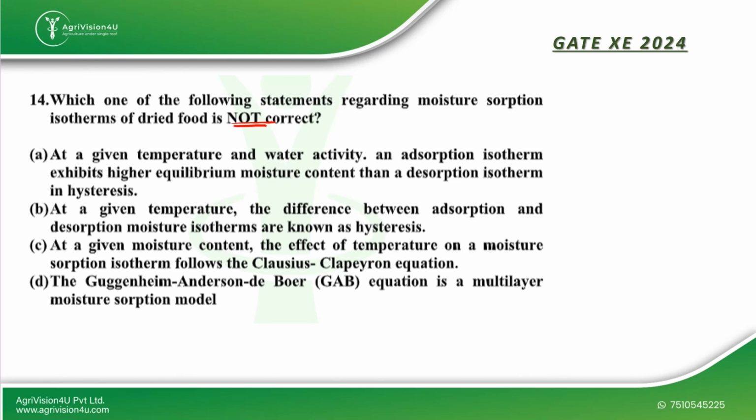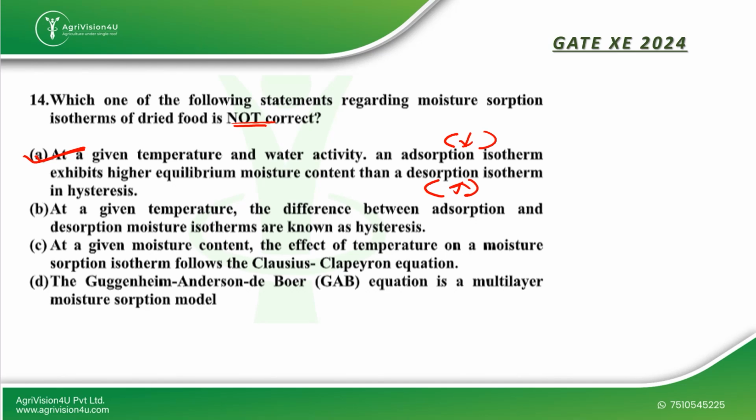So basically, ये option correct है because this is the incorrect option. Why? Because in hysteresis what happens? The desorption isotherm shows higher equilibrium moisture content than the adsorption isotherm at the same water activity. This is because during desorption the food retains more moisture as compared to the adsorption. So adsorption का higher equilibrium ना होकर ये lower equilibrium होना चाहिए और desorption it should be higher equilibrium. So ये statement reverse कर दिया गया है. That's why this is the incorrect option.